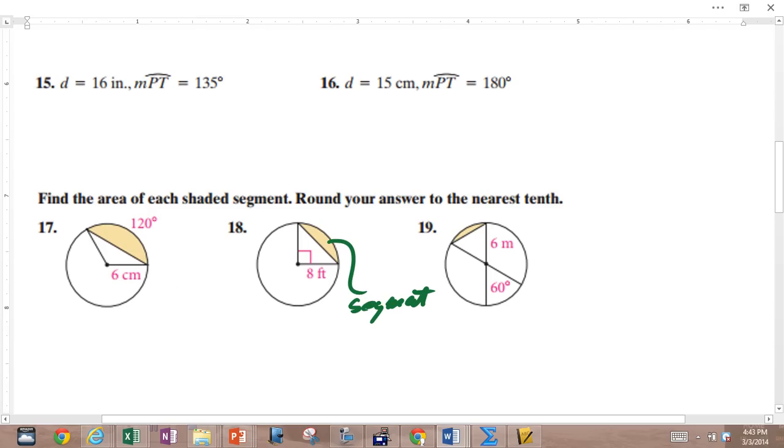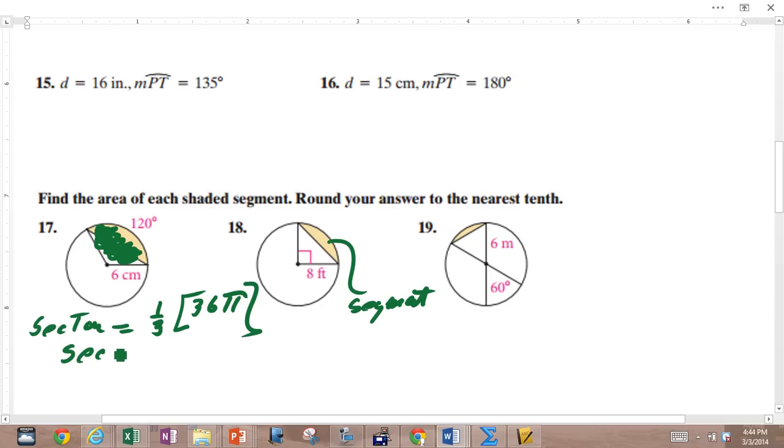So in terms of the sector, that would be 120 over 360. So that would be 1/3 of the pi r squared. So that would be 1/3 of 36 pi. Now that would, of course, be this whole area in here, right? That would be that whole area in there. But so that's the sector, it's 12 pi. Okay, so now we're going to come back and we have to find that triangle.